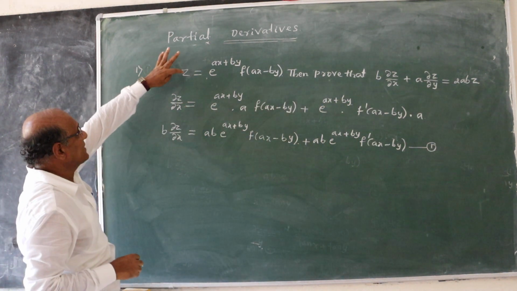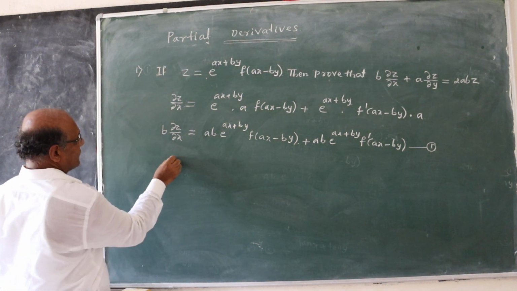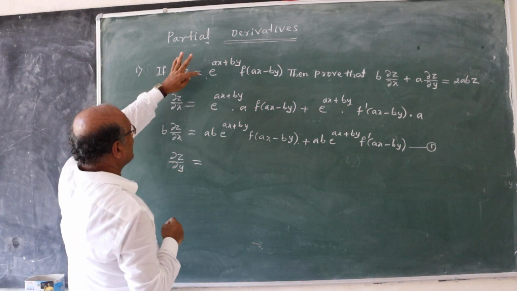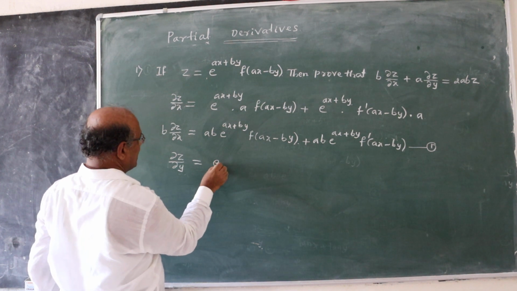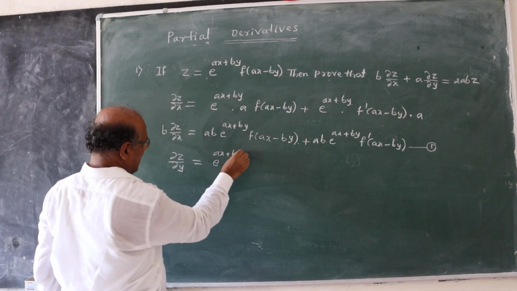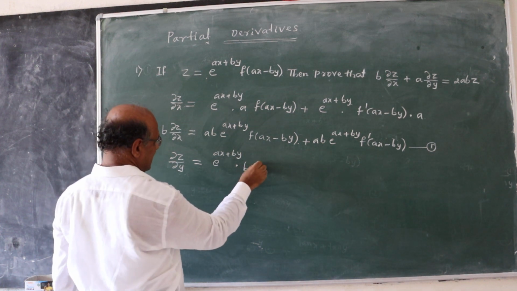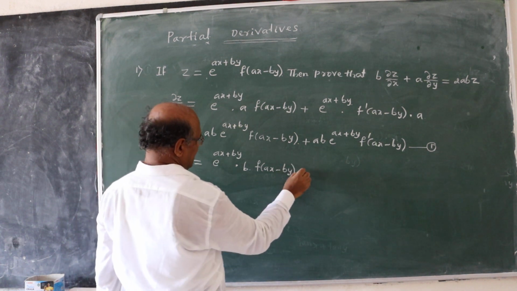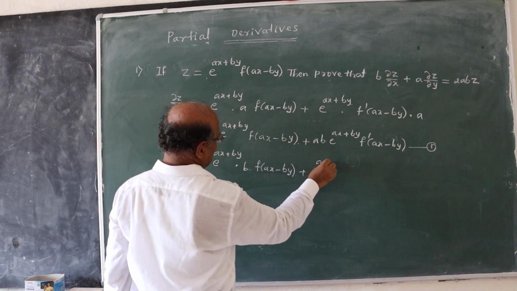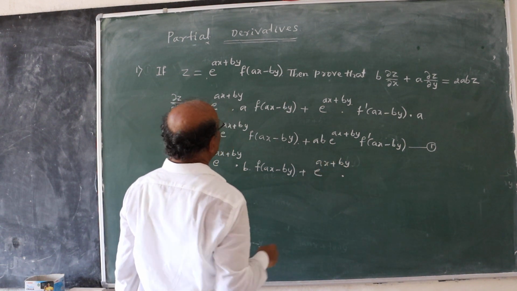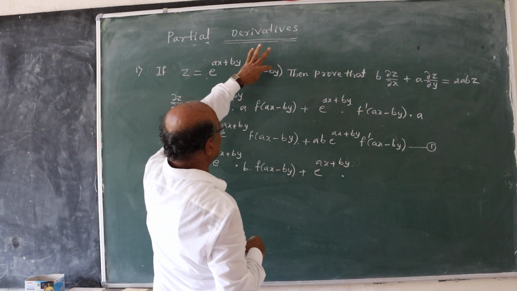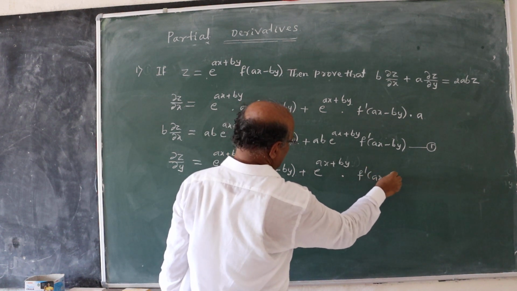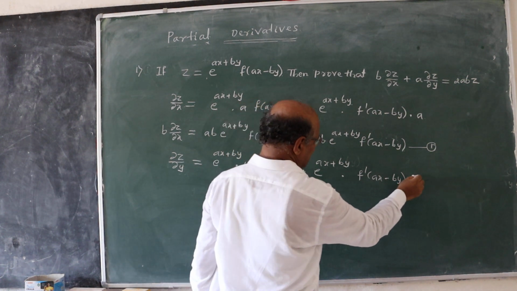Now you differentiate z partially with respect to y, that is dou z by dou y. Dou z by dou y is equal to dou by dou y of e raised to ax plus by, which is e raised to ax plus by into b, f of ax minus by as it is, plus e raised to ax plus by as it is, differentiate partially f of ax minus by with respect to y, that is f dash of ax minus by into minus b.